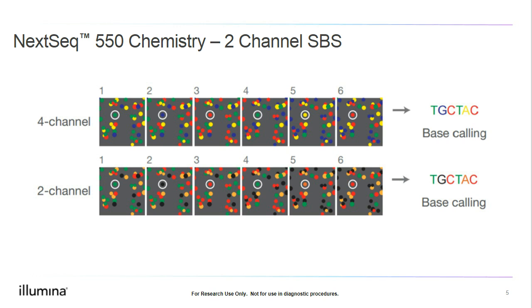2-channel chemistry works by using only 2 images and 2 wavelengths, red and green, to determine which base represents each cluster. If only green intensity is detected, this is a T. If only red intensity is detected, this is a C. If both red and green intensity are detected, which is shown as yellow, this is an A. And if no intensity is detected, this is a G. With only 2 images taken as opposed to 4, each cycle can be completed in less than 5 minutes.